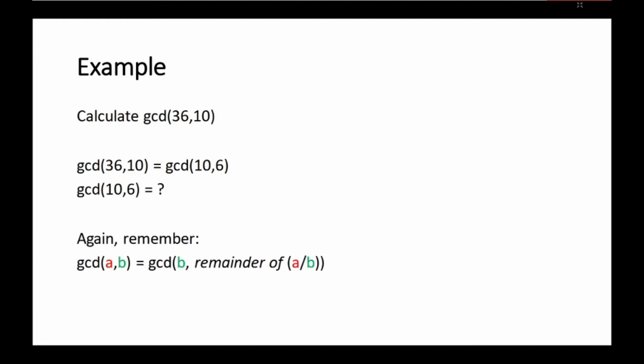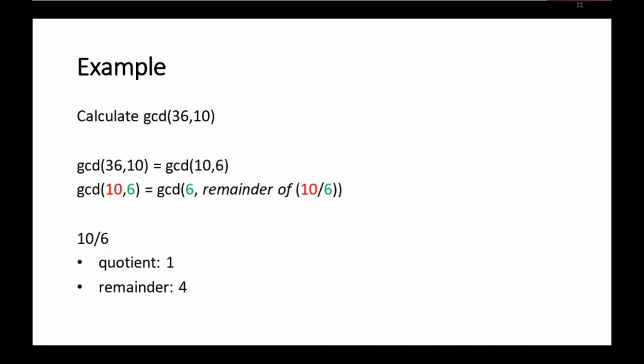So remember that the GCD of a and b equals the GCD of b and the remainder of a divided by b. So we can put that into the equation such that we get that the GCD of 10 and 6 equals the GCD of 6 and the remainder of 10 divided by 6. Now if you divide 10 by 6, you'll see that you get a quotient of 1 and a remainder of 4. So we can put that remainder of 4 into the equation, such that we get a GCD of 6 and 4.